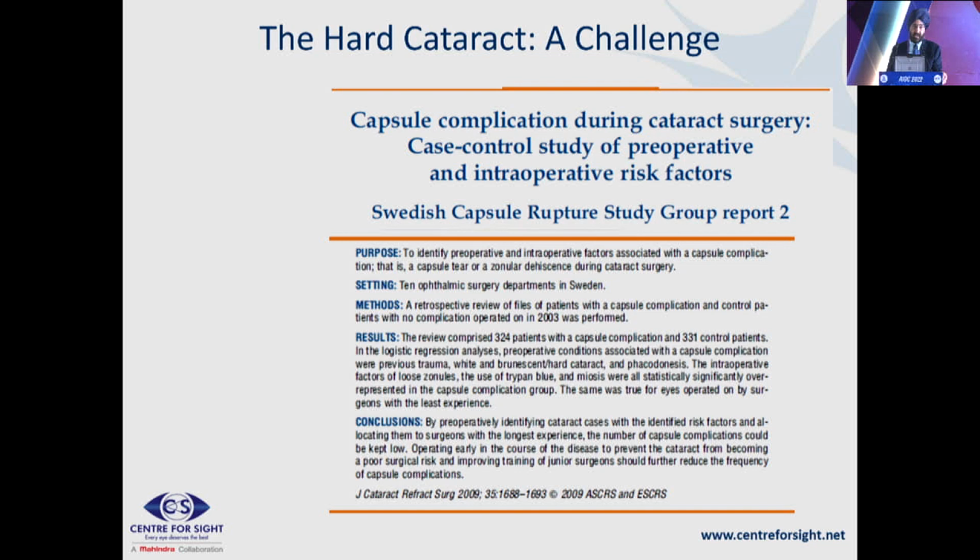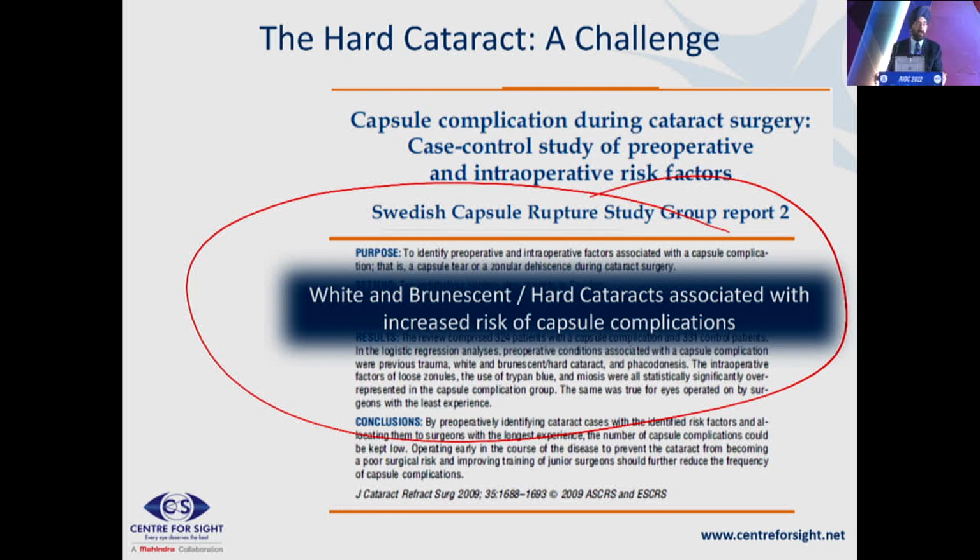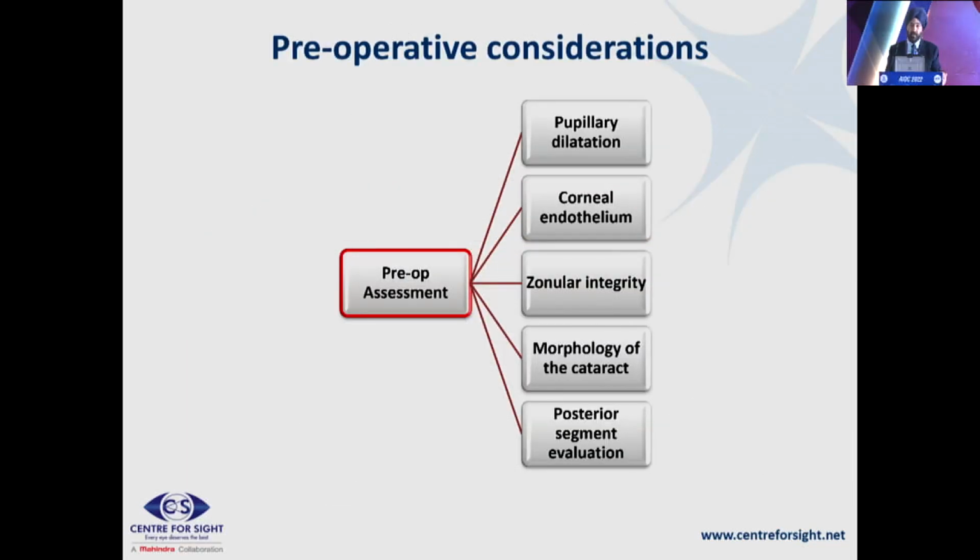Now, there are several studies that have been done. This is the famous Swedish capsule rupture study, in which it has been shown that white and brunescent and hard cataracts are associated with increased risk of capsular complications. It happens to the best of us. Obviously, the machines and the techniques have improved significantly, and this is what I am going to tell as to what should be the techniques, etc., which can reduce the incidence of complications, specifically posterior capsular rupture and corneal problems.